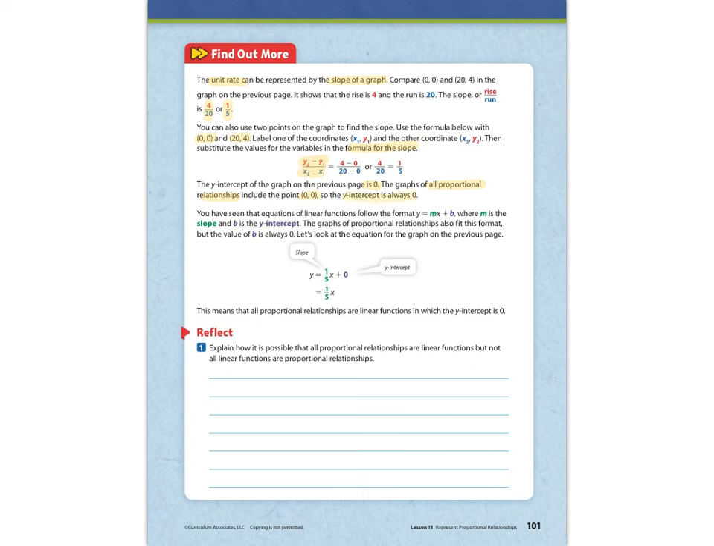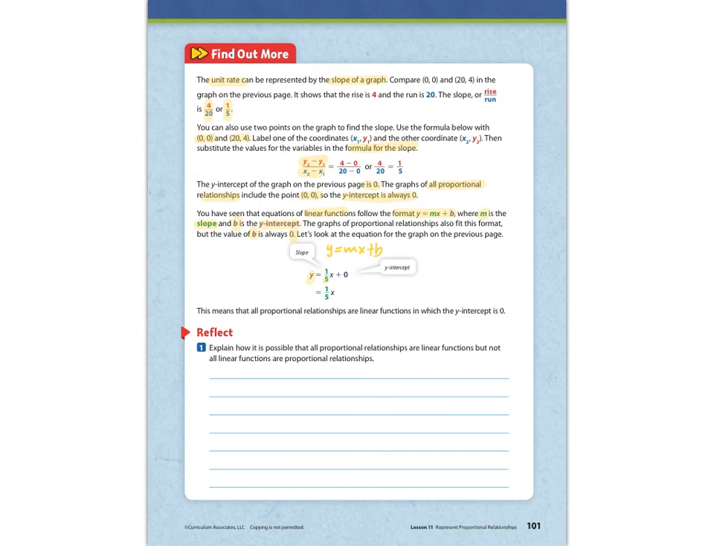You have seen the equation of a linear function that follows the format y equals mx plus b, where m is the slope and b is the intercept. The graph of the proportional relationship also fits this format, but the value of b is always 0. And since it's always 0, then we don't have to write it down. So let's look at the equation for the graph on the previous page. So y equals mx plus b.